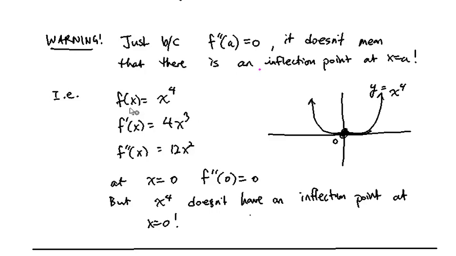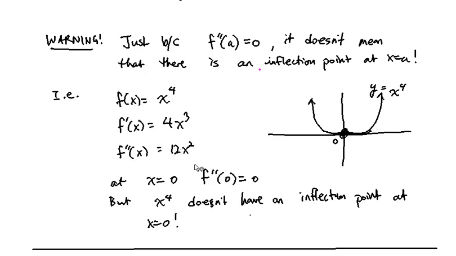Let's take a look at an example to show what I mean by this. If I have f of x equals x to the 4th, I have a graph that looks like this, and you can check that on your calculator. f prime of x is 4x cubed. f double prime of x is 12x squared. At x equals 0, f double prime of 0 is 0. If I plug 0 into here, I would expect to see this side go to 0.